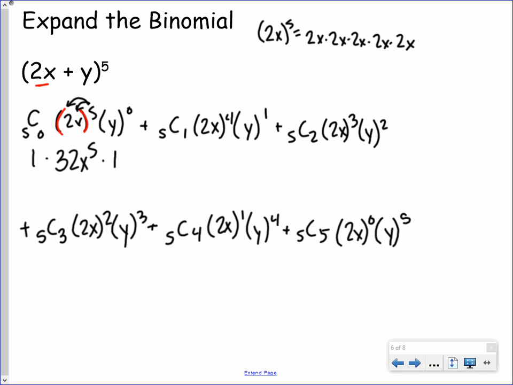So if you actually did the long work, you would be taking 2 times 2 times 2 times 2 times 2, which is 2 to the fifth, and x times x times x times x times x, which is x to the fifth. So that's going to give you that 32x to the fifth. So you might go back and double check your work. If you have like 2x to the fourth, it should really be 16x to the fourth. Okay. And make that change as needed.